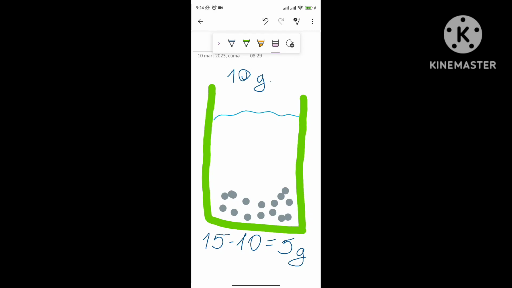Now, it should be mentioned that if the temperature increases, the solubility also increases.